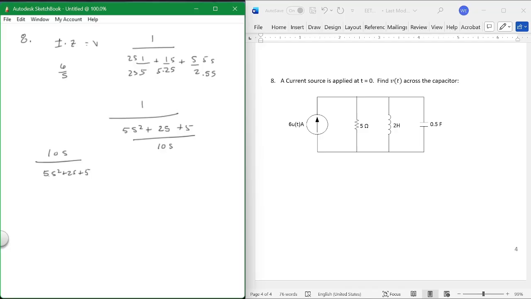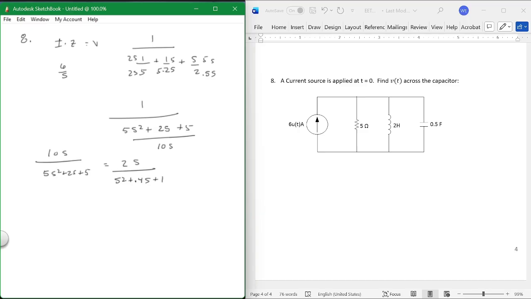Now you want to get this to a 1S squared, so you have to divide everything by 5. So now you say 2S in the numerator over S squared plus 0.4S plus 1. Now you've got it to something that you can recognize.